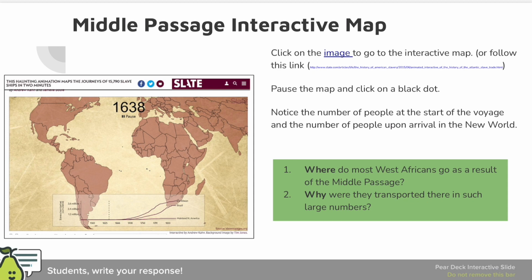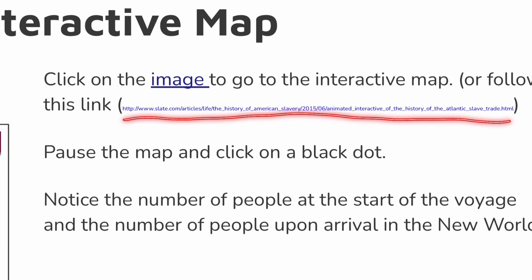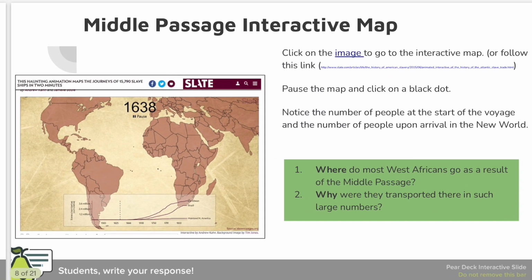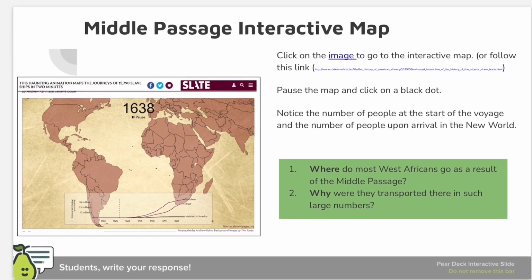All right, now this interactive map that I have here, it doesn't show up very well when it is zoomed. And so instead, what I'm going to do is link this map into the chat so that you can pull it up on your own computer. It's just a 2-minute animation of the Asiento, of the Middle Passage. And what I want you to look for are these questions here on this map.